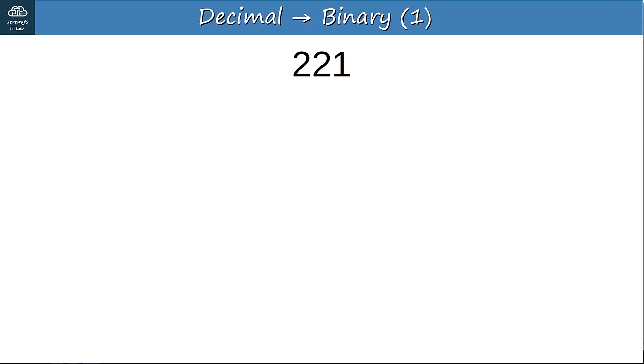Now let's try converting in the opposite direction, from decimal to binary. We have the decimal number 221. How can we go about converting it to binary? I recommend writing out the values of each bit in a binary octet, like this. Then, starting from 128, try to subtract each number from the decimal number you're trying to convert.